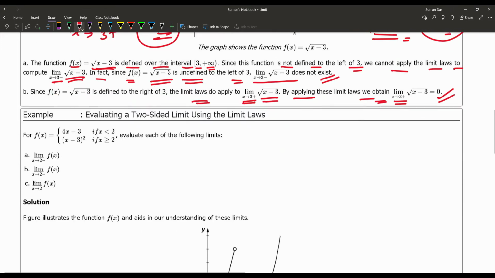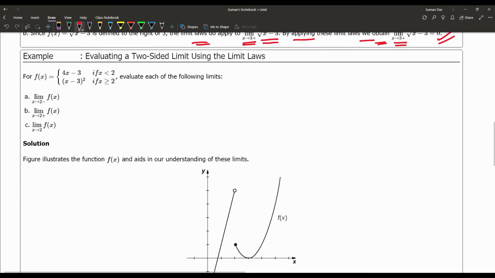Let's check another interesting example where we are trying to evaluate a two-sided limit using the limit laws. Let the function be given in that way: f(x) is equal to 4x minus 3 if x is less than 2, and (x minus 3) whole squared when x is greater than or equal to 2. We have to find the limit of f(x) as x approaches 2 minus, the limit of f(x) as x approaches 2 plus, and the limit of f(x) as x approaches 2.